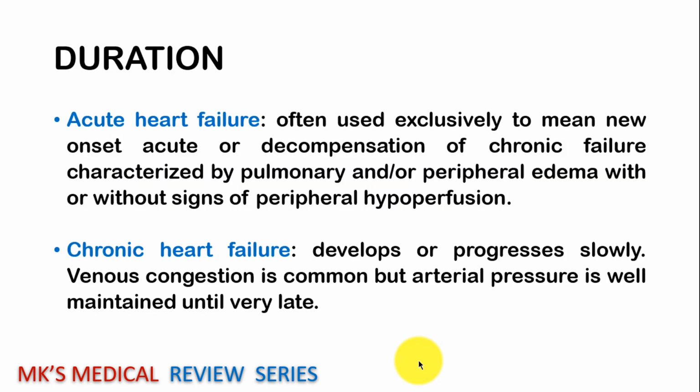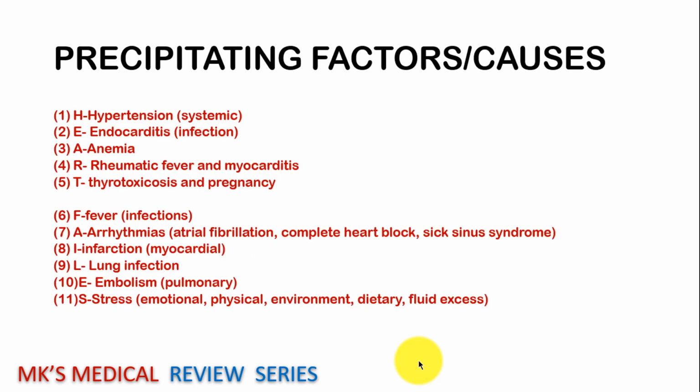Then heart failure may be classified according to the duration. It may be acute heart failure or chronic heart failure. Acute heart failure is often used to mean a new onset or an acute decompensation of chronic failure. I will talk about what decompensation means very soon. And of course, it's going to be characterized by pulmonary and or peripheral edema with or without signs of hypoperfusion. Then chronic heart failure is going to be developing or progressing slowly. There's going to be venous congestion, which is much more common, but arterial pressure is well maintained, maybe until the very late stages.